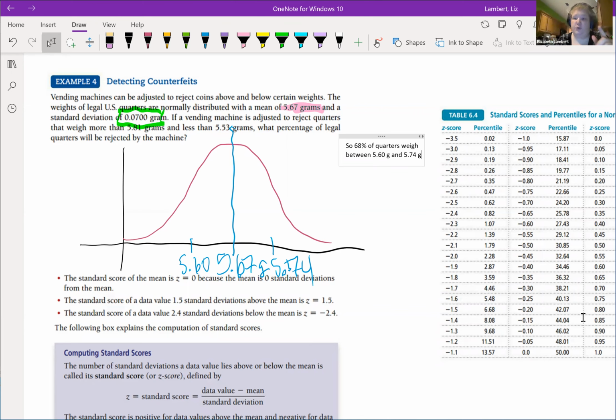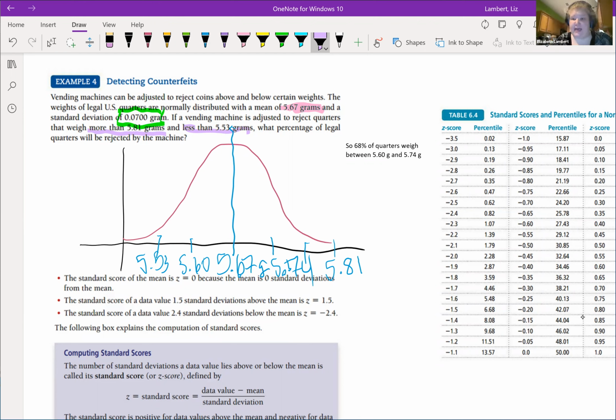All right, now we're going to do it again. What's the second standard deviation? So we're going to subtract off another 0.07. This one is now going to be 5.53. We're going to add a 7 here, and we'll get 5.81. Now look, more than 5.81, less than 5.53. So those are all the ones it's going to reject. What percentage of legal quarters will be rejected by the machine?